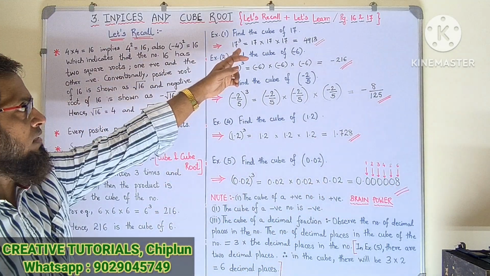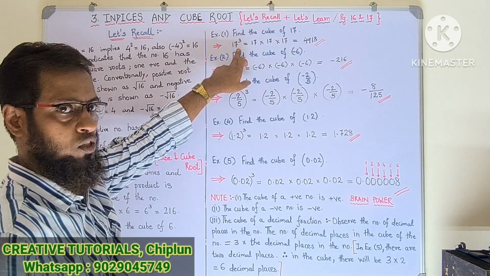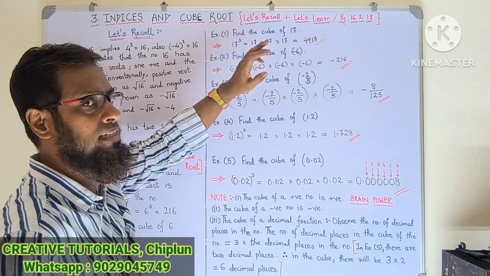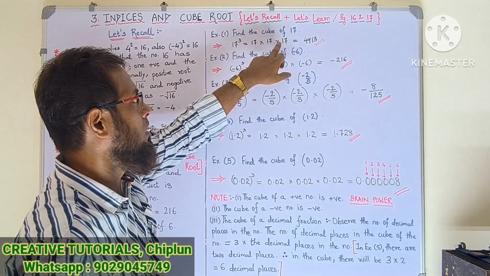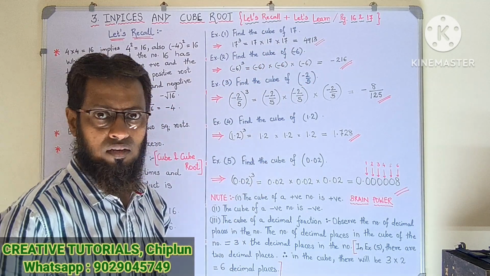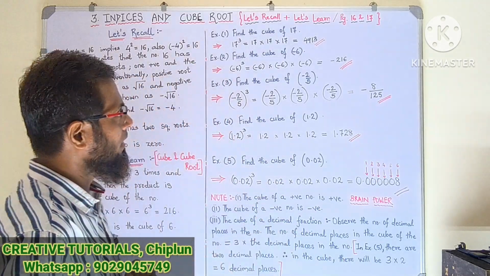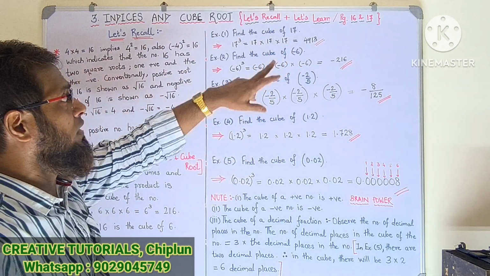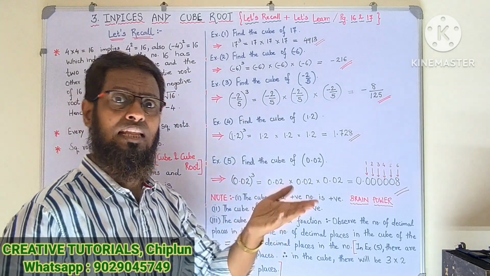So here they are asking us that find the cube of 17. So we write cube of 17 this way. And then since it is cube of 17, we will take 17 3 times and multiply it. So 17 multiplied by 17 multiplied by 17. The answer comes out to be 4913. Okay, so that is the answer. Now, if you see carefully, 17 is a positive number. Okay. Now let us see one example with a negative number.